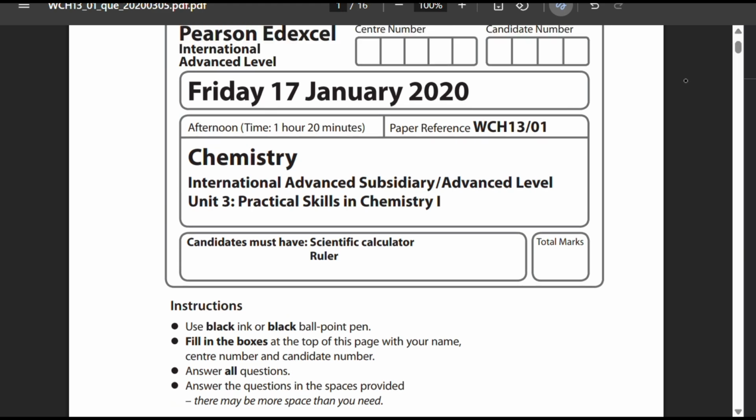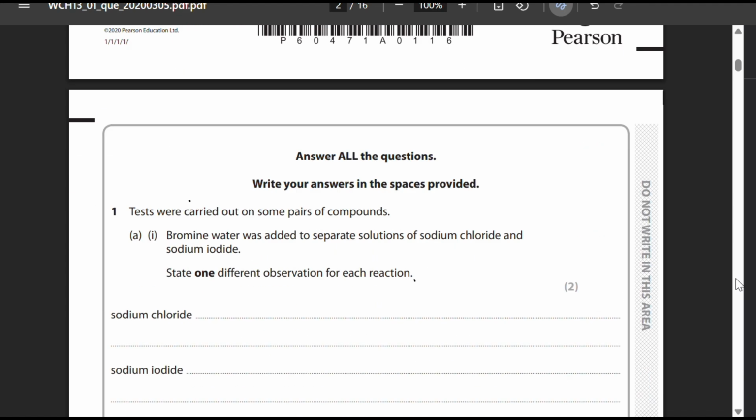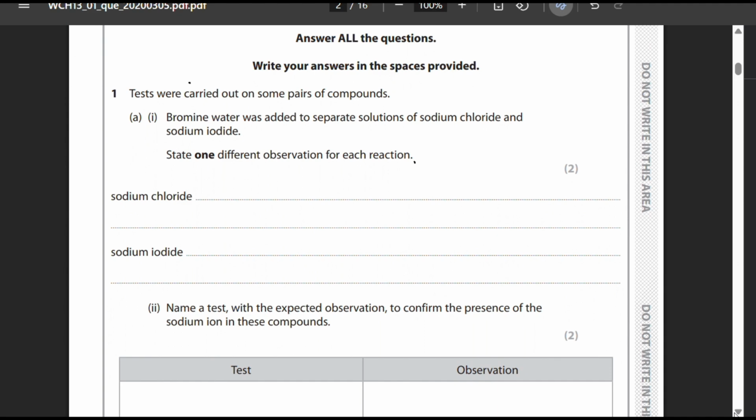Today we are going to discuss Pearson Edexcel AS Chemistry Paper 3, January 2020. So let's start the paper. Question number 1. Tests were carried out on some pairs of compounds.